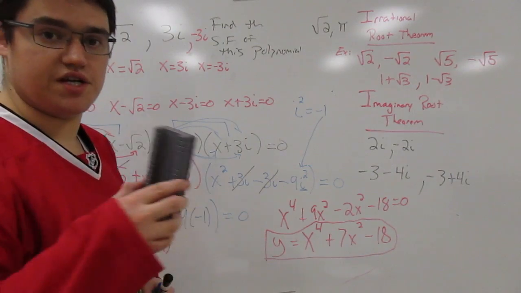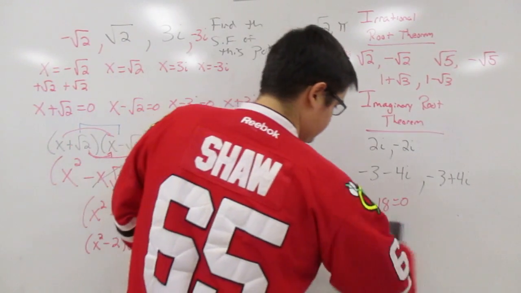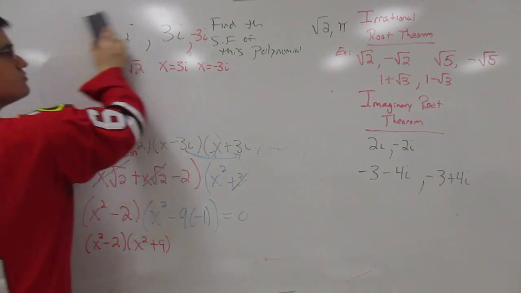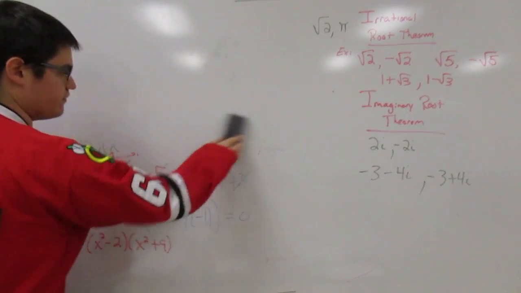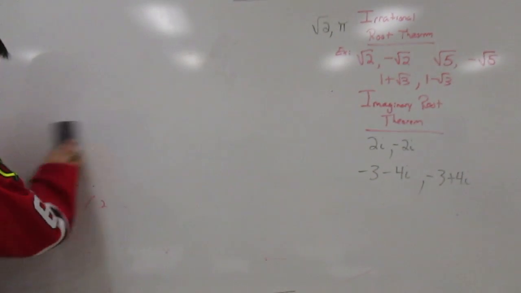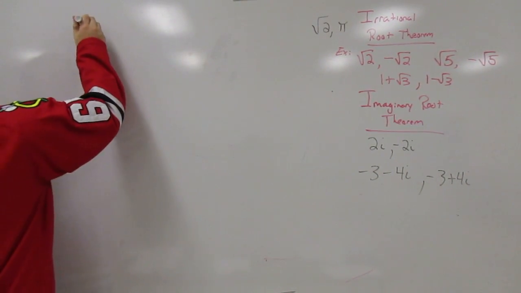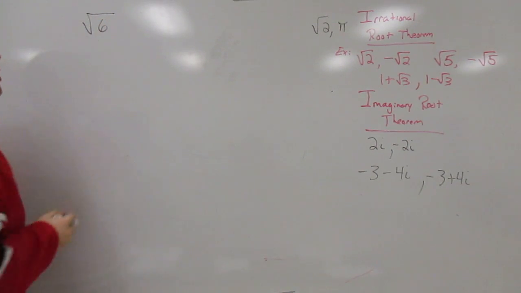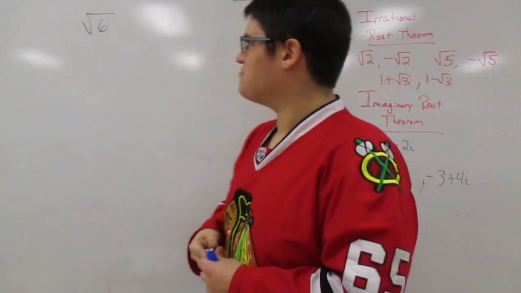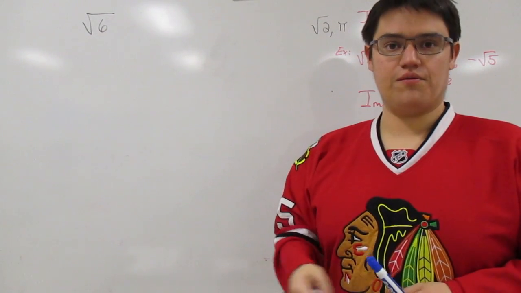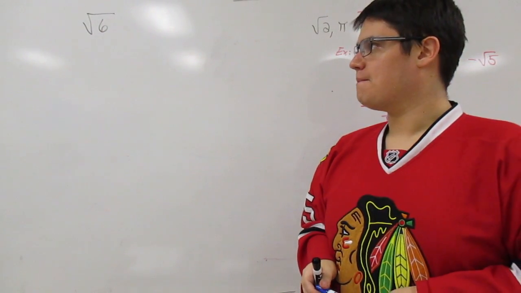Okay, let's have you try one. So after I erase this, pause the video, try it out. Again, you're going to find the standard form of this. Let's just say you have a root at square root 6. So pause the video, try this out, and then come back. Welcome back.